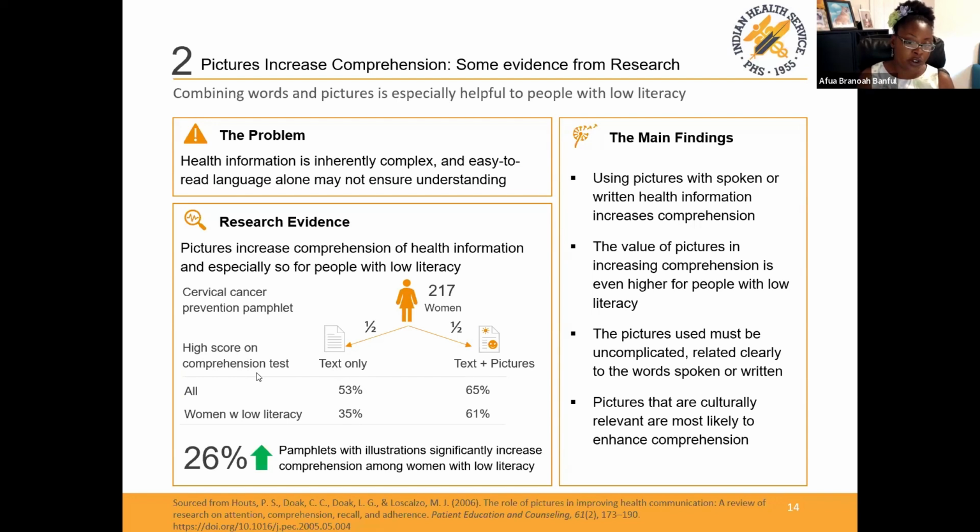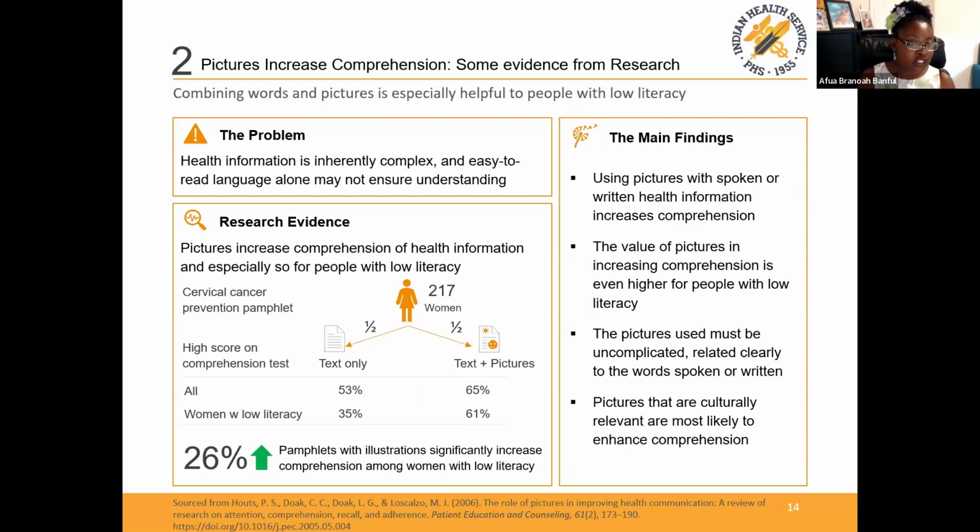This is the measure of comprehension. But if they got the text and pictures, you had 65%. You can see that this is higher, and these numbers were statistically significant. So across the full group of women, having pictures in the pamphlet increased the comprehension. Now, what is comprehension as measured by being able to answer those questions?